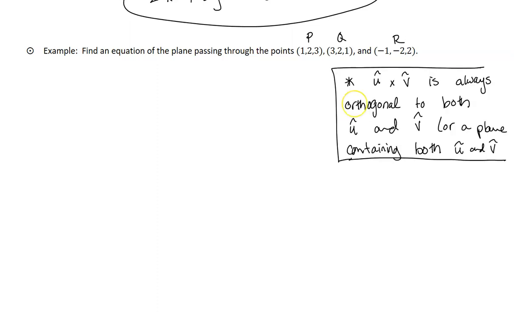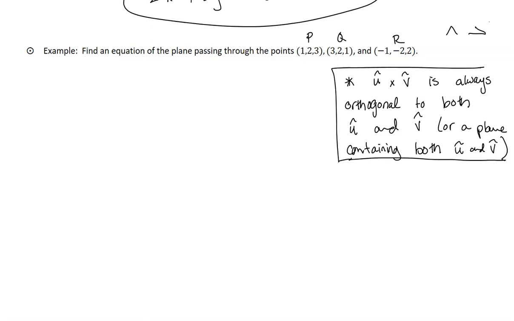But it's important to remember that the vector u cross v, the cross product, is always orthogonal to both u and v, or to a plane containing both u and v. I did use the little caret instead of the arrow on top of that vector. They're interchangeable. You'll see me use both, so don't stress about that. Whichever one you're more comfortable with, but you do need to denote somehow that it's a vector and not a scalar. Either one of those is fine.